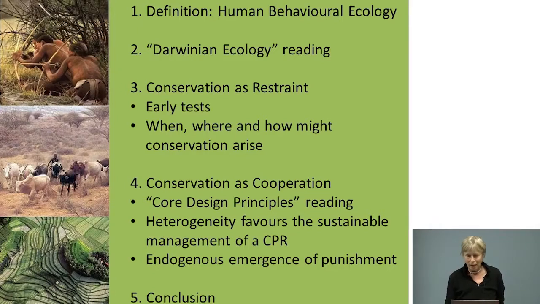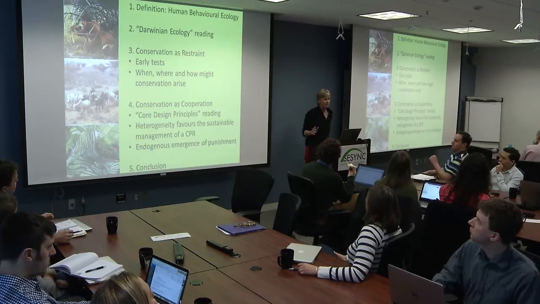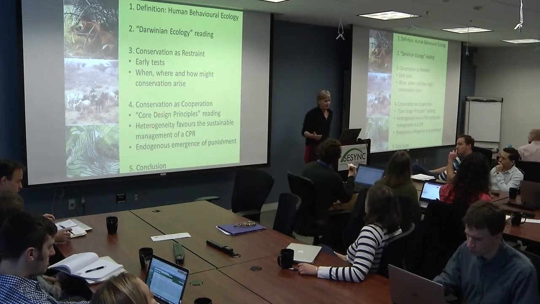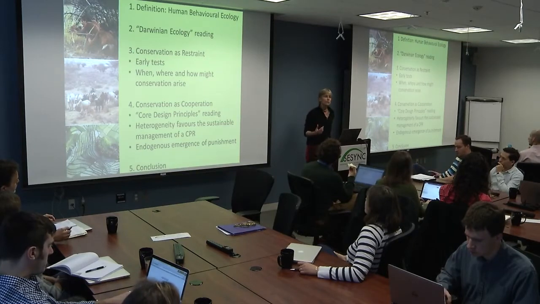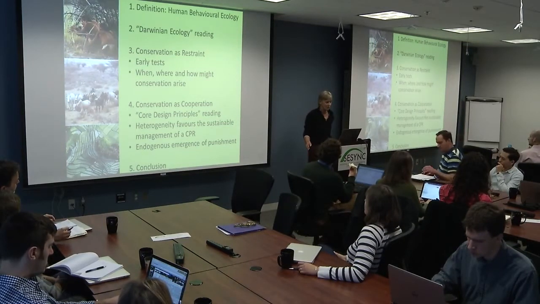This is the structure of the talk. I'm going to introduce you to the field, very briefly talk about Darwinian ecology, the reading that I suggested for this talk. Then I'm going to talk about conservation as restraint and conservation as cooperation. So I'll introduce you to two concepts that are useful to think of from an evolutionary framework.